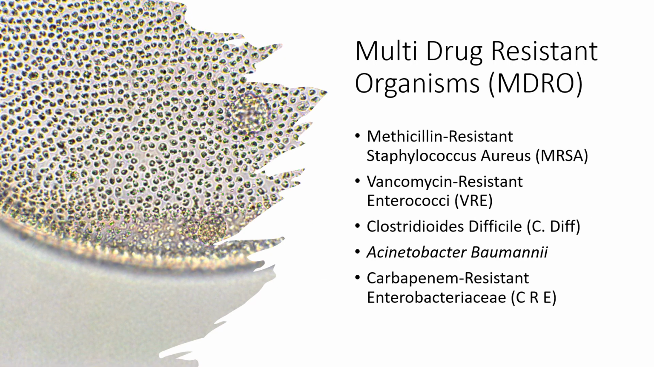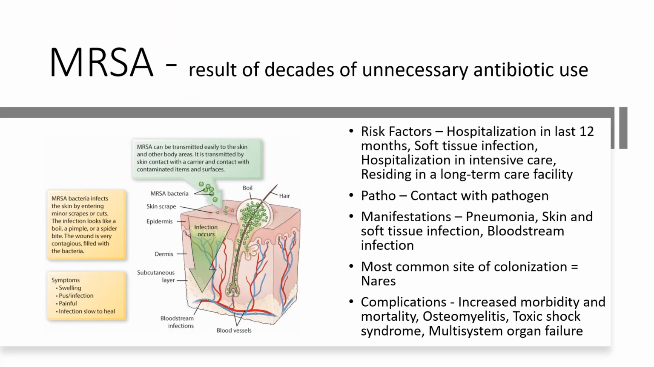So our multi-drug resistant organisms, or MDROs, we have our MRSA, VRE, C. diff, Acinetobacter baumannii, and then CRE. So this is a result of decades of unnecessary antibiotic use, and it's currently resistant to all beta-lactam antibiotics, which include penicillins, cephalosporins, carbapenems, and the pathophysiology is direct contact with the pathogen.